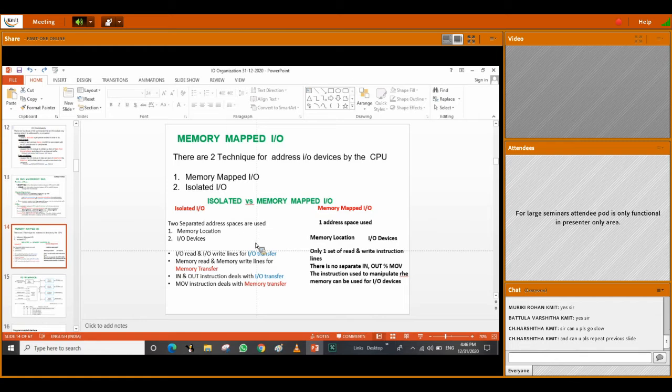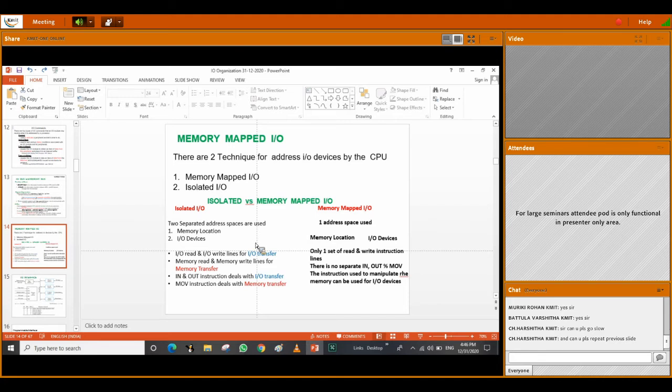For IO transfer, what are we using? IO read and IO write lines. For memory transfer, memory read and memory write. Hence, the IN and OUT instructions deal with the IO transfer. Whatever data is coming in or out, that is an IO transfer. The MOV instructions, whatever registers we are using, deal with the memory transfer.